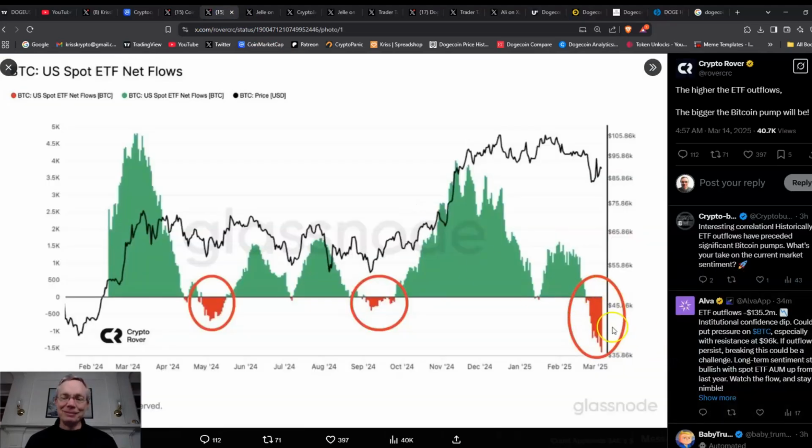Here it is. And this is why I don't think Dogecoin should have an ETF. Just as soon as the market looks a little weak, those ETF holders are selling. They are selling. Massive selling of ETFs.